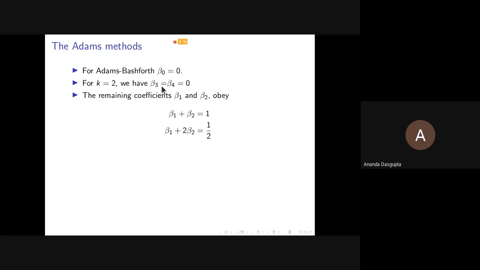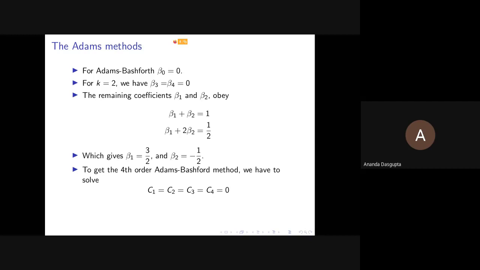Of course, for k equal to 2, beta 3 and beta 4 equal 0, you don't really have to show. If k is 2, that means you've only taken the 2 previous points, so you've not even taken 3 and 4. All I'm saying is if you wanted to use the same set of equations for k equal to 2 also, you'd have to start by putting beta 3 equal to beta 4 equals 0. And then you will get these 2 equations. Beta 1 plus beta 2 equals 1 and beta 1 plus 2 beta 2 equals half. And this will immediately give you beta 1 and beta 2.